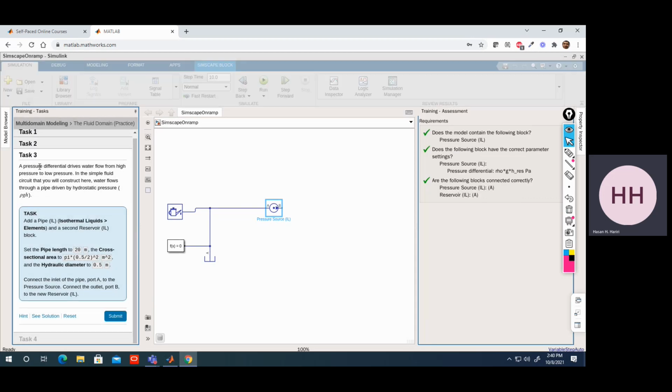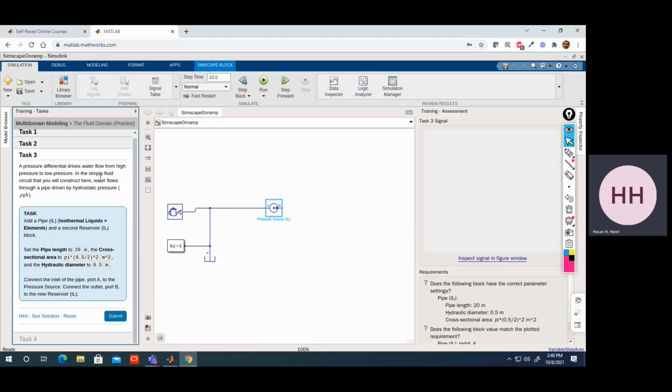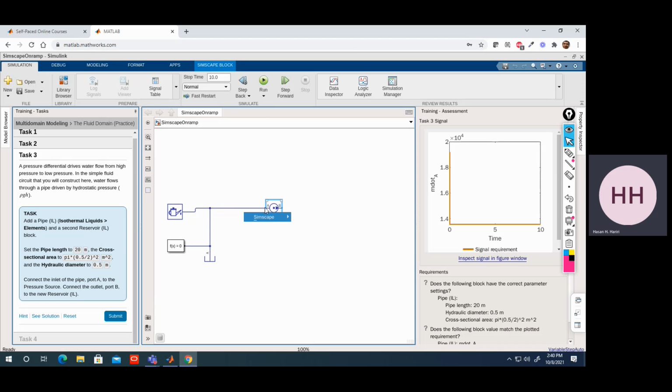All right, let's move on. A pressure differential drives water flow from high pressure to low pressure, of course. In the simple fluid circuit that you will construct here, water flows through a pipe driven by hydrostatic pressure. Good. Let's see. Add a pipe and a second reservoir block.